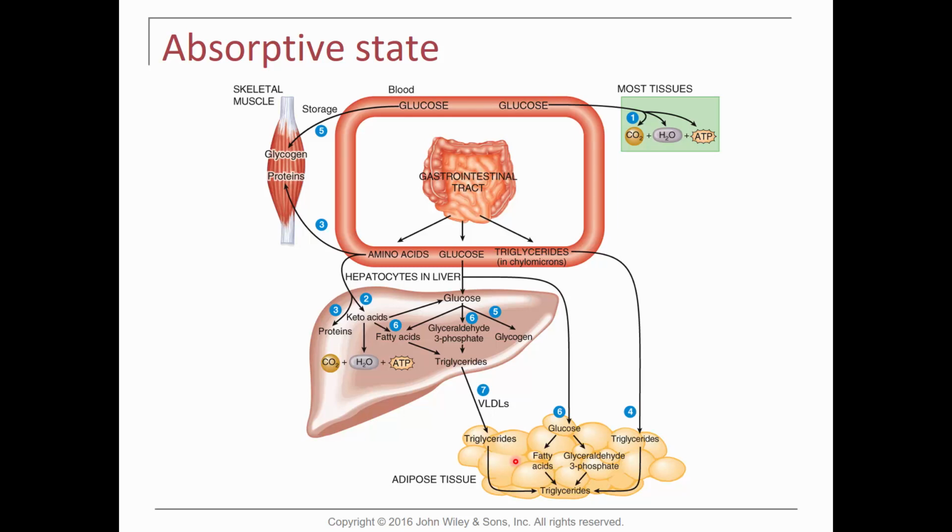Now, why go through all the trouble of that? Well, remember, triglycerides are huge. They can't just diffuse into a cell. You have to take them apart, let the smaller parts diffuse into the cell, and then you put them back into triglycerides. Now notice that adipose tissue also receives glucose.